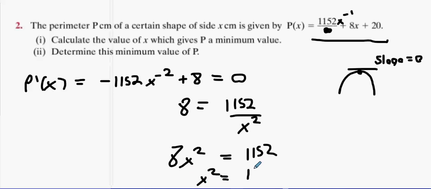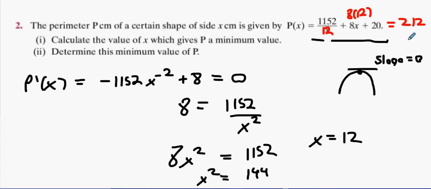Why can it not be minus 12? Can't have a minus length. Okay. Then what do you do with your value of 12 at the end? Sub it back in, and you get 212 as your minimum.